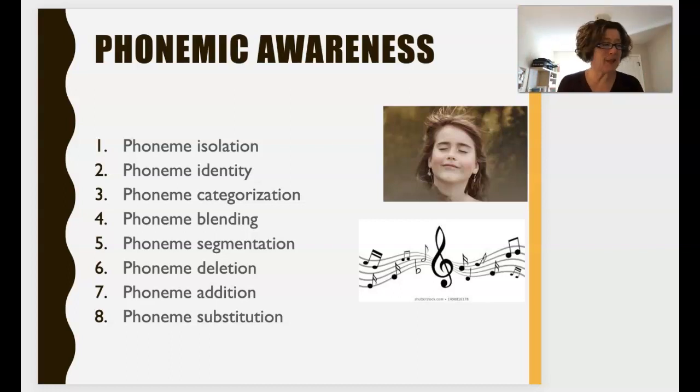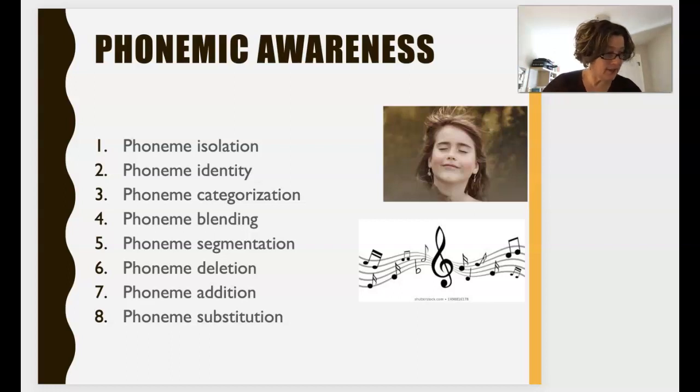Phoneme blending is when children listen to a sequence of separately spoken phonemes and then combine the phonemes to form a word. Then they can write and read the word. So they blend it together, they go k, a, t, cat, so they blend the sounds together to form a word. Phoneme segmentation is when they can break a word into separate sounds. They either say each sound or tap them out, and ultimately we want them to be able to write it. So they segment it out: cat is made up of k, a, t.